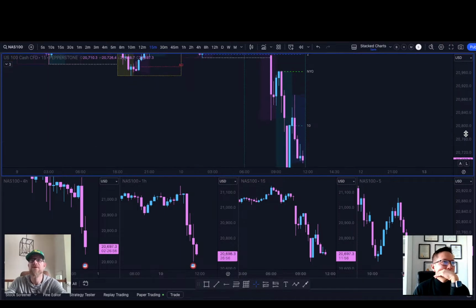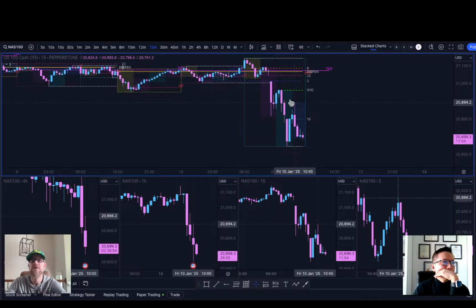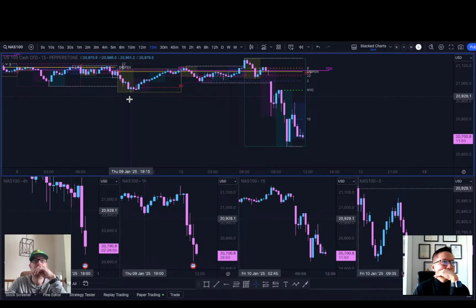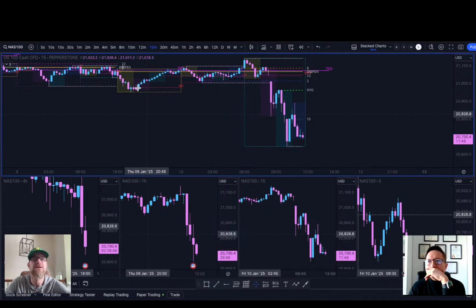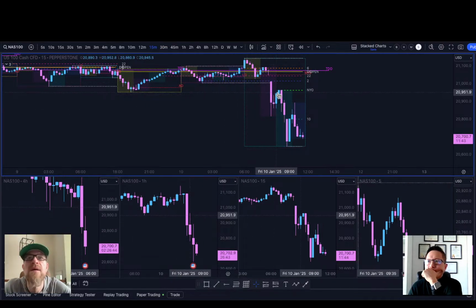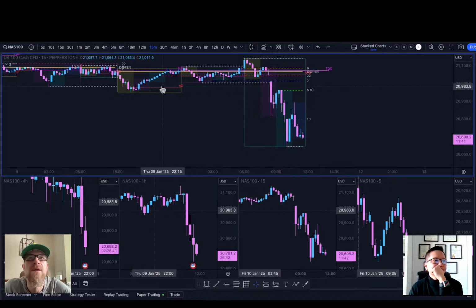Here we go. So when we open New York Open and go straight down, we had come into this POC here. We had Asia Open here. Yeah, so we were in this order block.